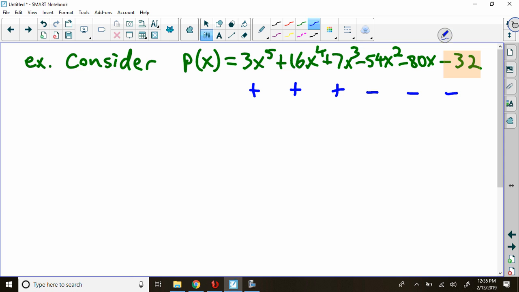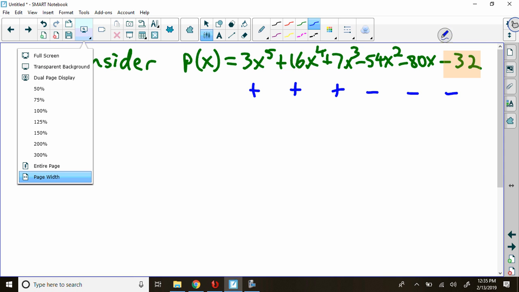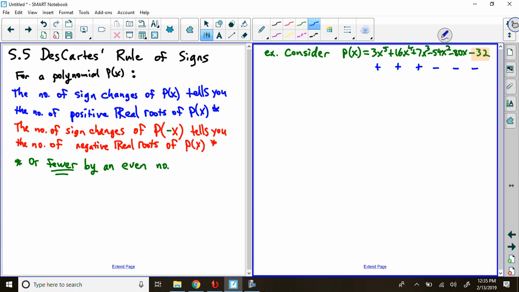Mathway has no clue. So, what conclusion can we draw from this then? Well, first of all, we gotta go look back at this thing. It says the number of sign changes of P of X tells you the number of positive real roots of P of X, or fewer than that by an even number. We'll worry about the back end after.